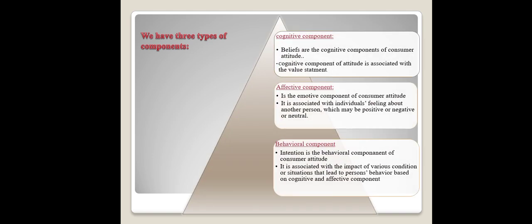And here we have three types of components. The first is the cognitive component. The cognitive component is the beliefs that are a component of consumer attitude. The cognitive component of attitude is associated with the value statement. The second is the affective component. The affective component is the emotive component of consumer attitude. It is associated with individuals' feelings about another person, which may be positive, negative, or neutral. Behavioral is the final one. The behavioral component is the intention in consumer attitude. It is associated with the impact of various conditions or situations that lead to a person's behavior based on the cognitive and affective components.